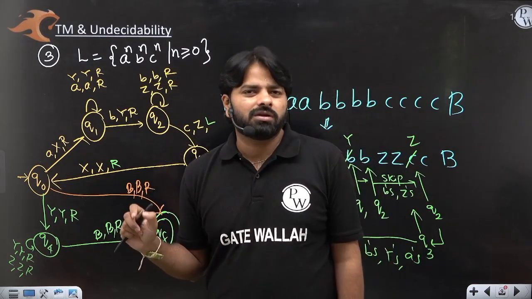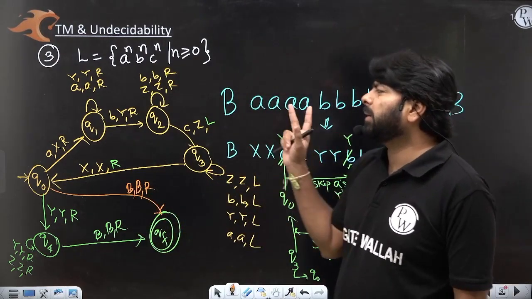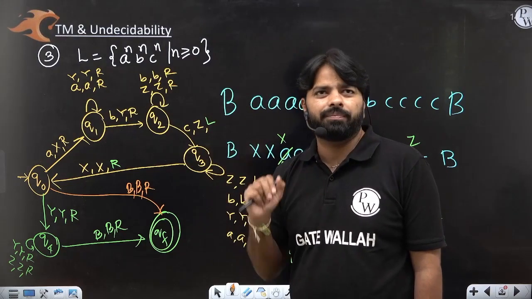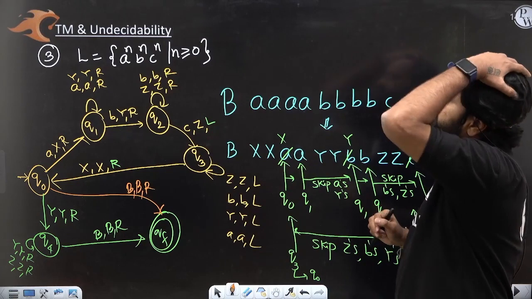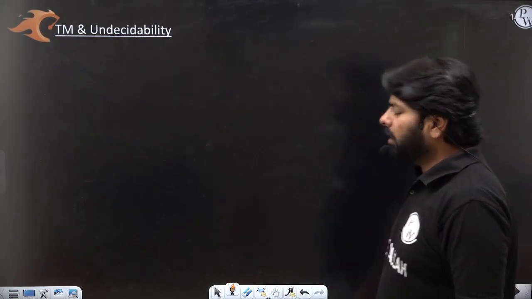Okay, so now you see that this machine is going to accept A's followed by B's followed by C's, where the numbers of A's, B's as well as C's are equal. So this is how you design a Turing machine. And now this Turing machine is very powerful.